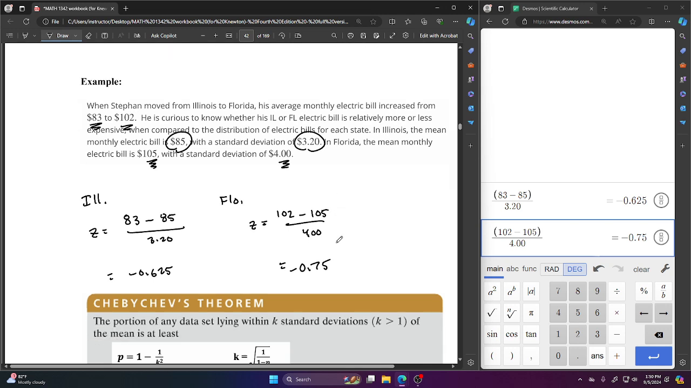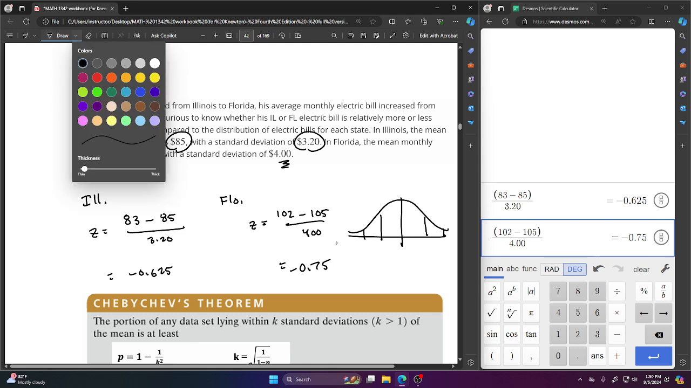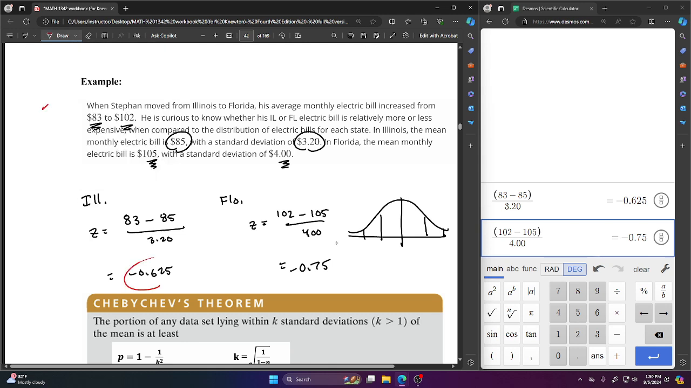Okay, so let me just demonstrate. So we got our bell curve. We got 1, 2, 1, 2, right? Let me do a new color. So Illinois is at negative 0.6, which is like right here, let's say. There's Illinois. And then we got Florida, which is at 0.75.